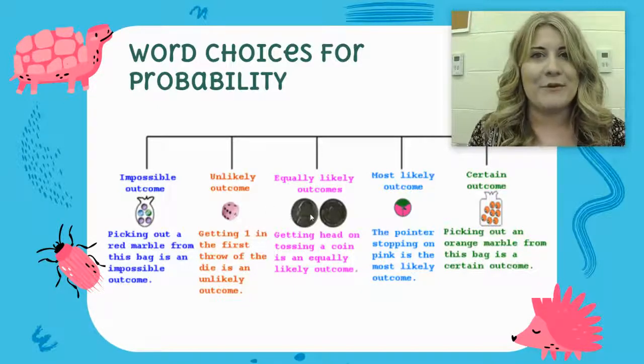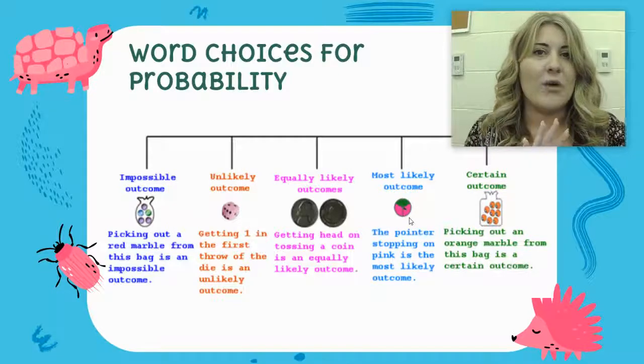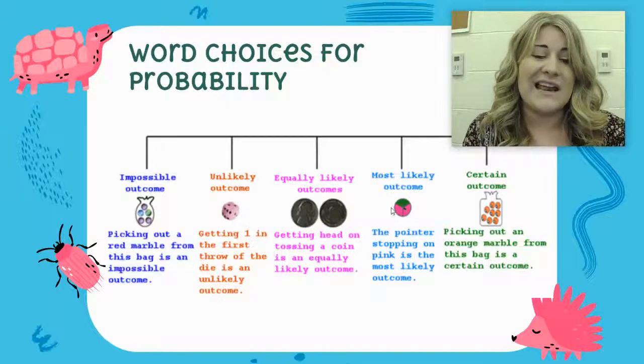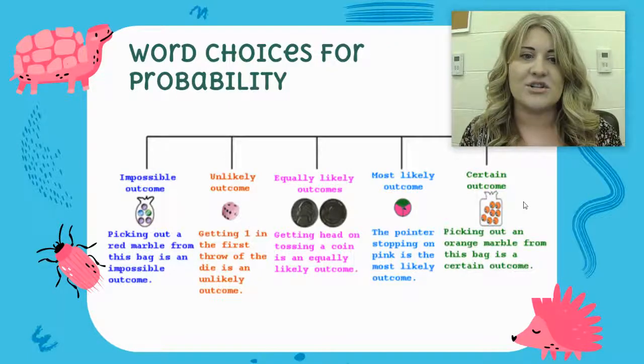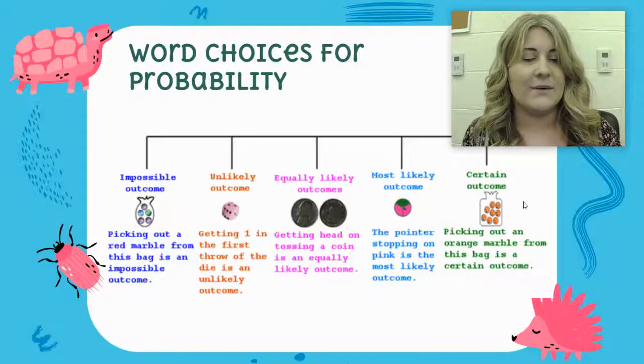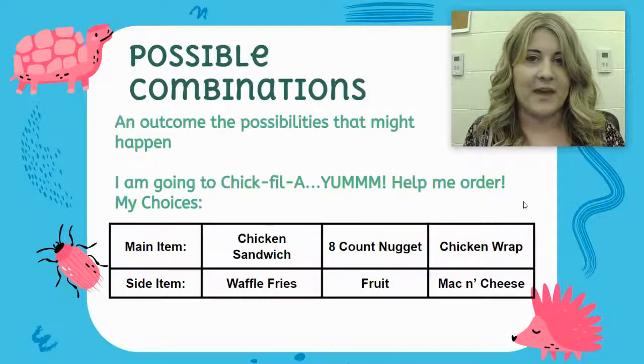Equally likely is when we flip a coin, heads or tails. There's only 2 choices. It's either going to be heads or tails, 50-50. Most likely, or what we're just calling likely, is when there is a bigger section here. So it's likely that it's going to land on pink because it's the bigger section here. And then we have certain. Certain means that it's for sure 100% going to happen. This is a bag with only orange marbles in it, so it is certain that I'm going to pull an orange marble out. That is a certain outcome, okay?